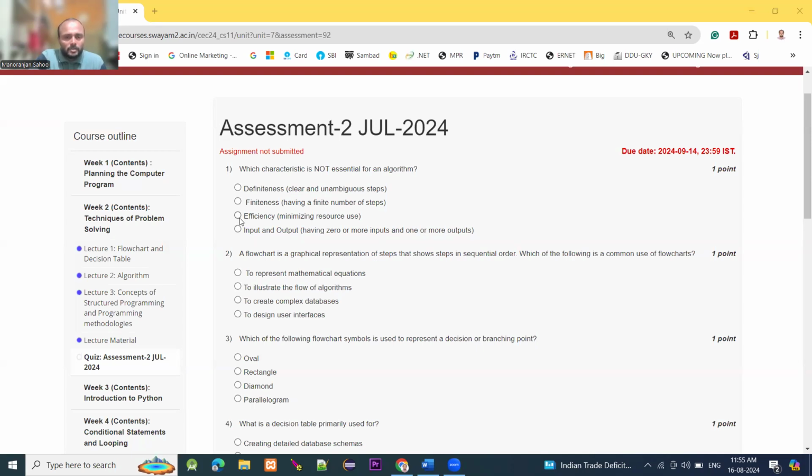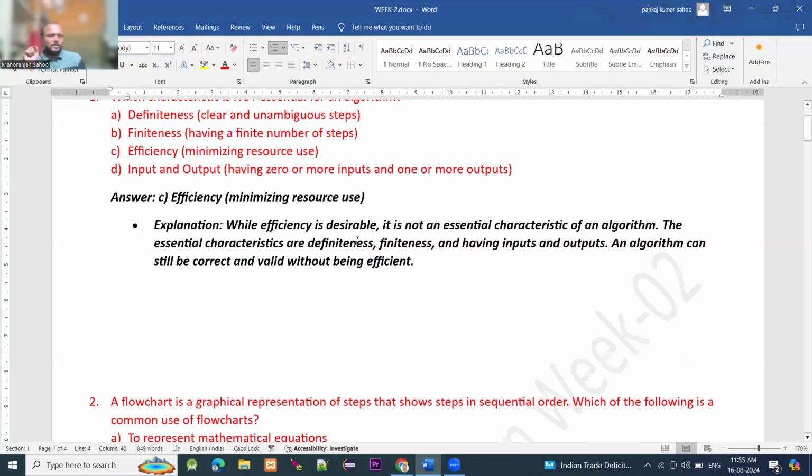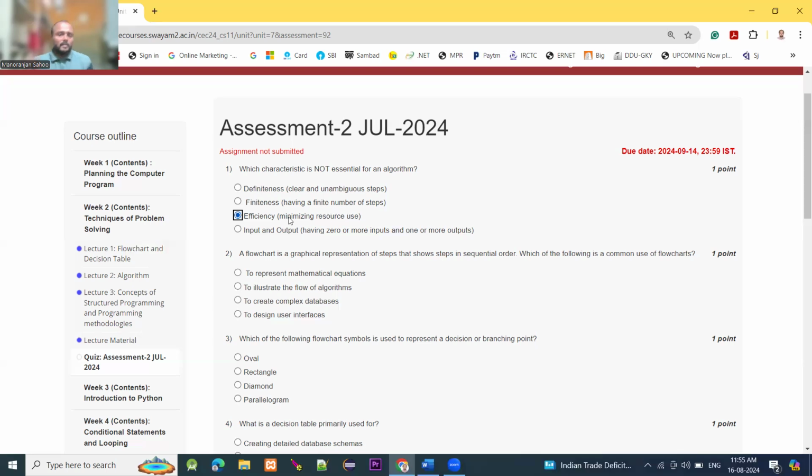Out of the 4 options, efficiency, that means minimizing the resource cost, is the most appropriate answer. We will check and verify the answer here. While efficiency is desirable, it is not an essential characteristic of an algorithm. The essential characteristics are definiteness, finiteness, and having inputs and outputs. An algorithm can still be correct and valid without being efficient. So option C, efficiency, minimizing the resource cost, is the most appropriate answer.